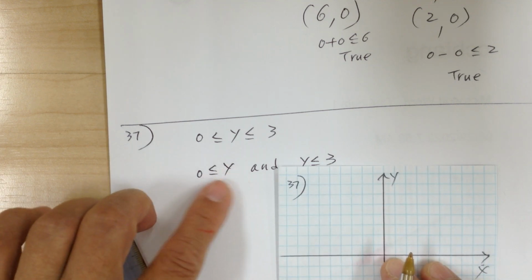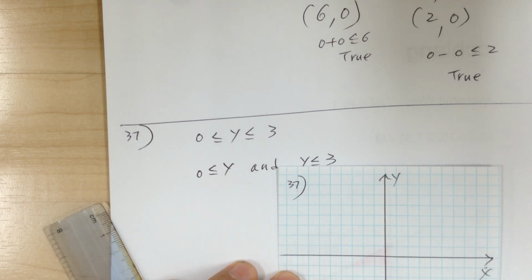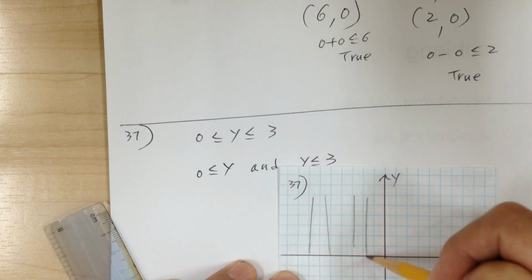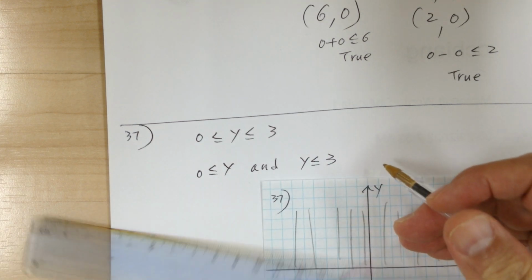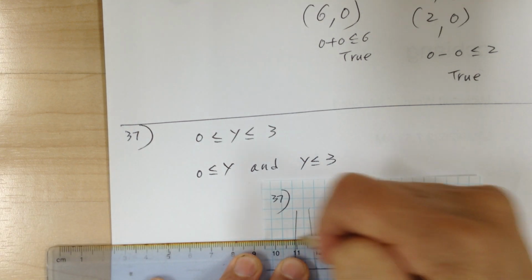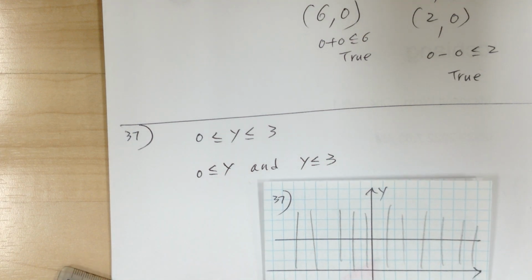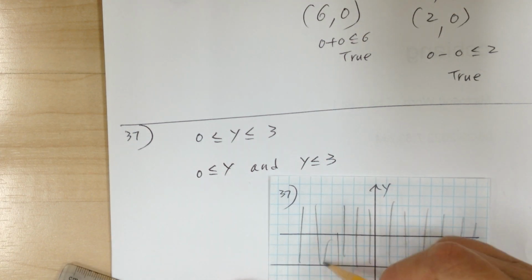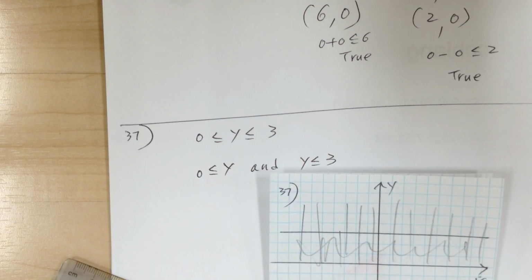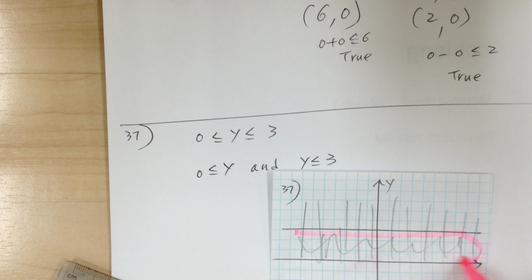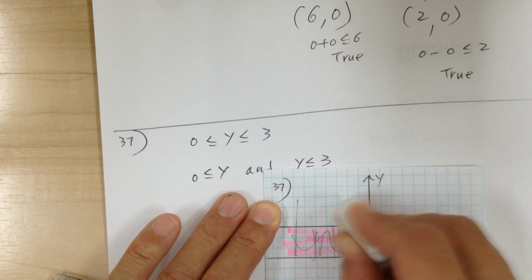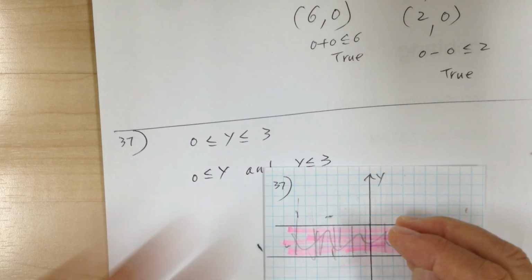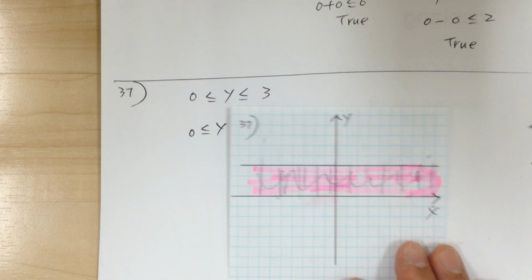So y is greater than or equal to 0, so that is going to be this part right over here. And y is less than or equal to 3, and it's down below, so you have to be down here. So your final answer is this part right over here. Okay, so that's number 37.